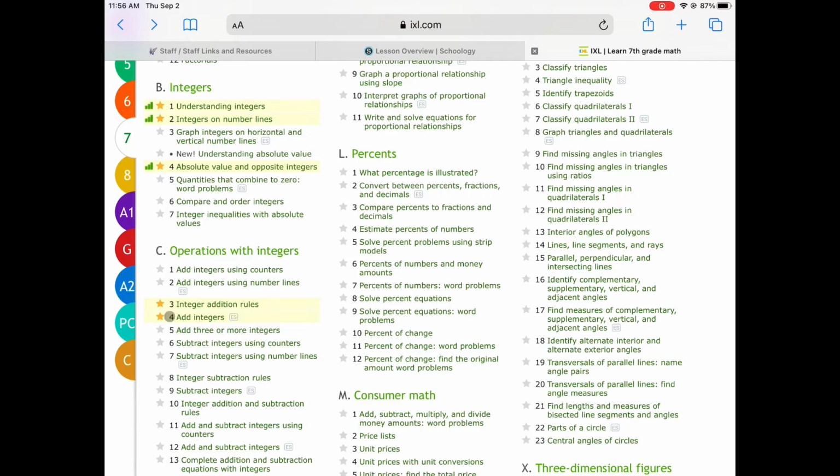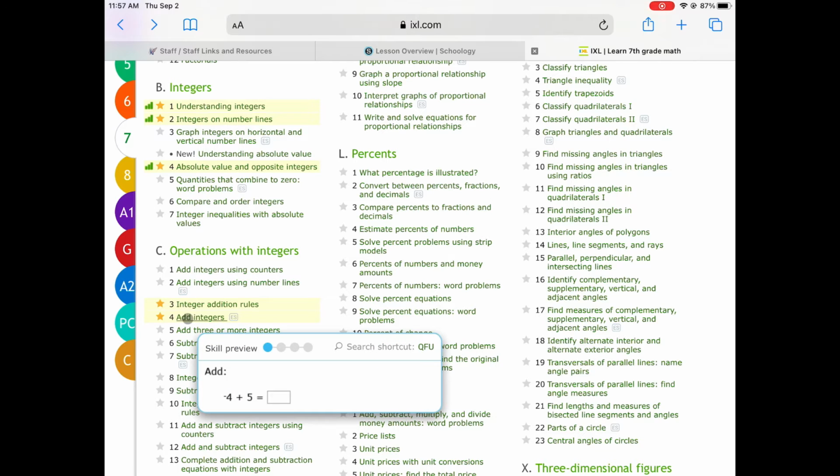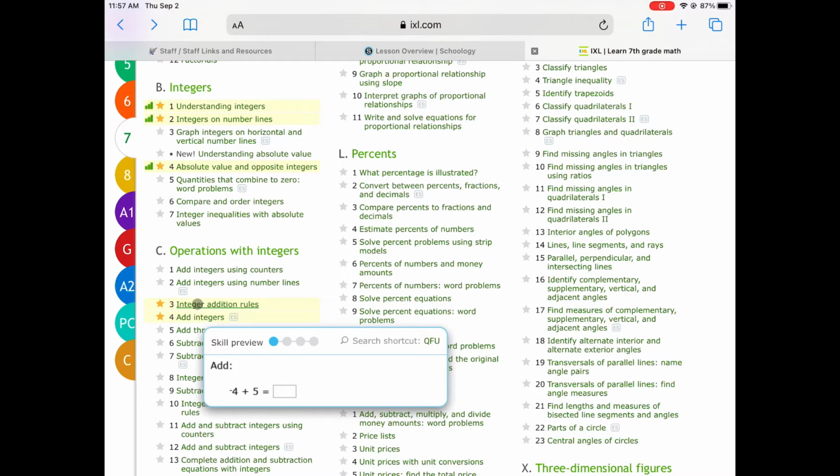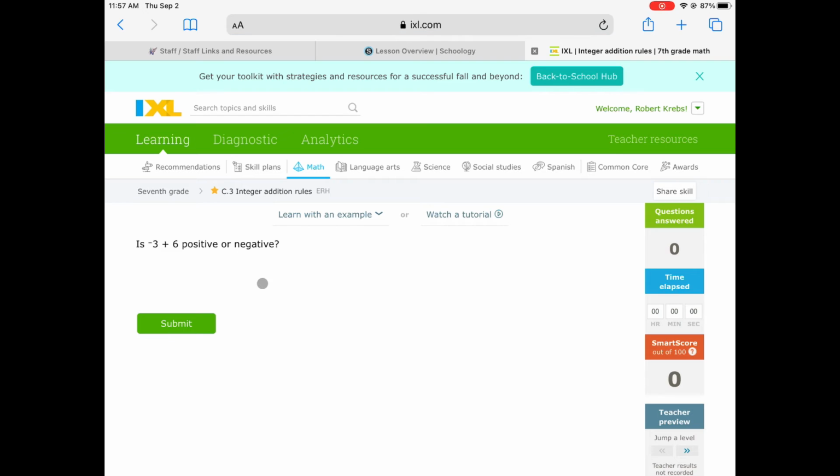Okay. Now if we go back and talk a little bit about C3, this is actually the one I want you to start with. This is going to reinforce that idea I was talking about, being able to determine if your answer is going to be positive or negative.